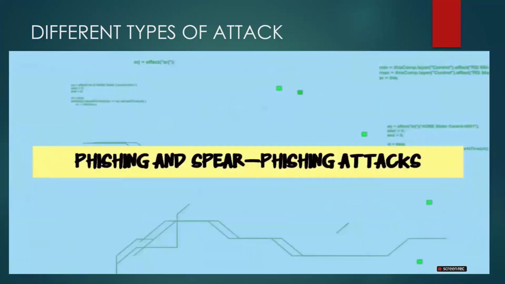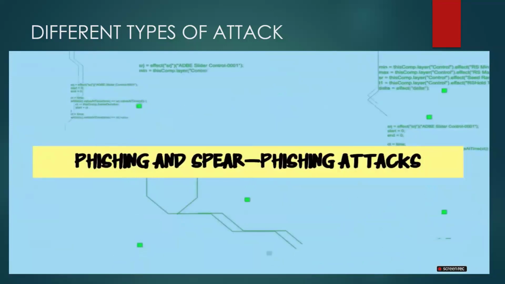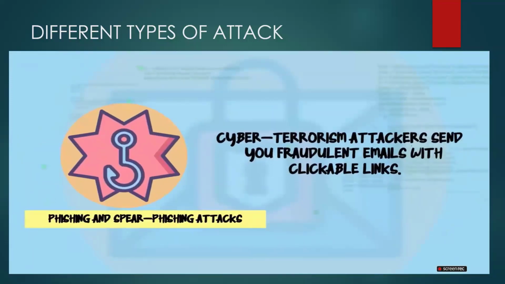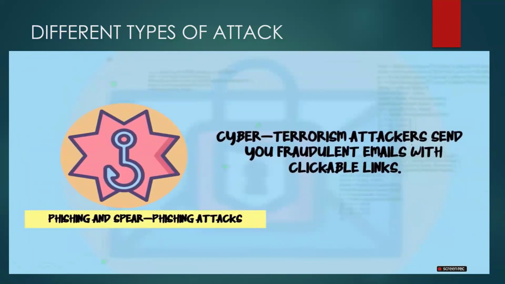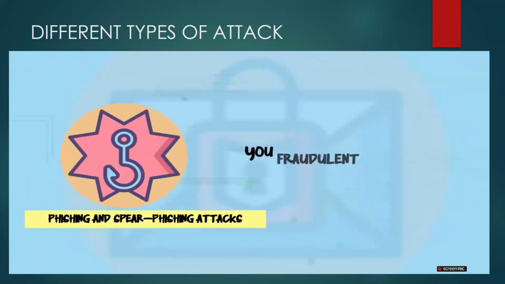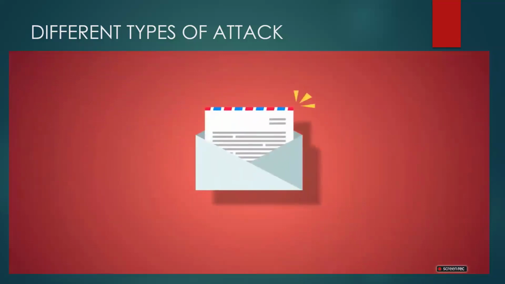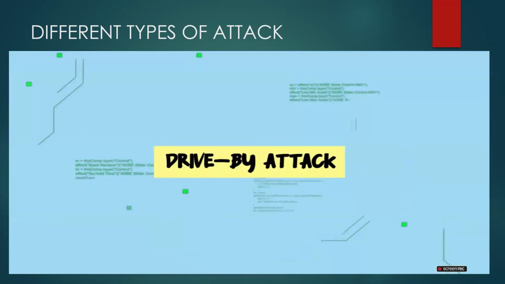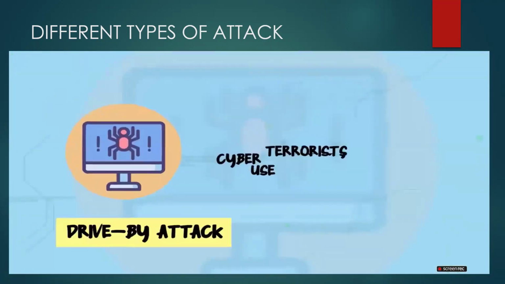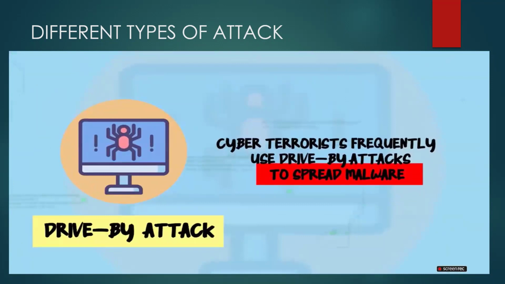Number 2. Phishing and spear phishing attacks. The phishing attack is where cyber terrorism attackers send you fraudulent emails with clickable links. These attackers aim to steal your personal information. Cyber terrorists also use these types of cyber attacks to install malware on your computer. Next is drive-by attack. Cyber terrorists use drive-by attacks to spread malware.